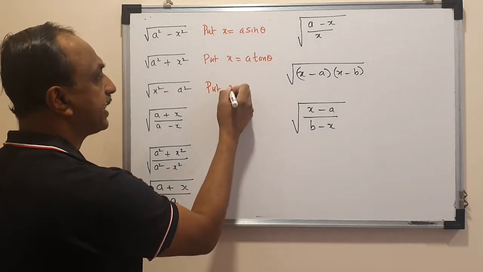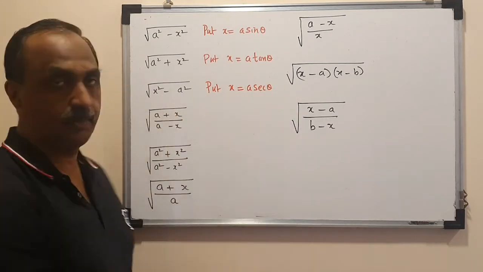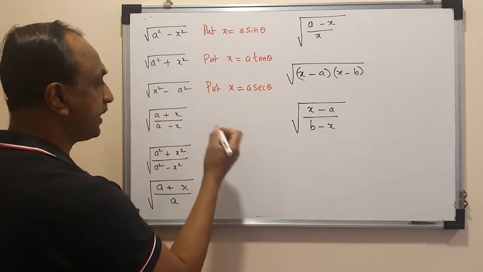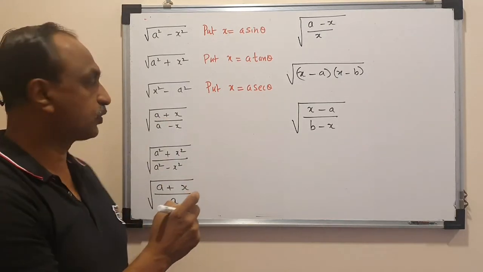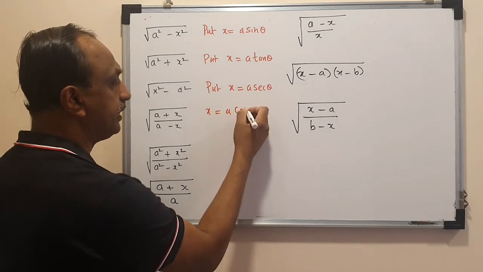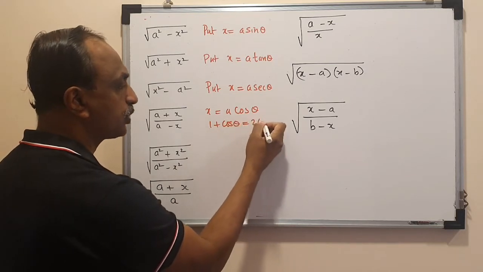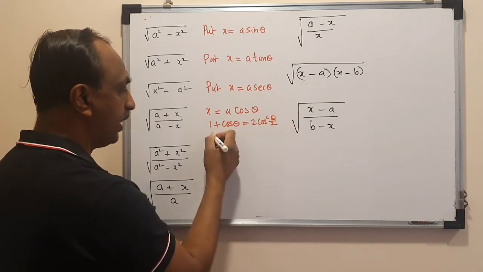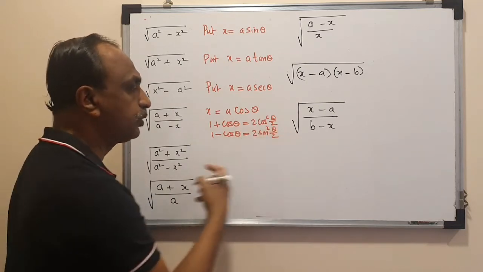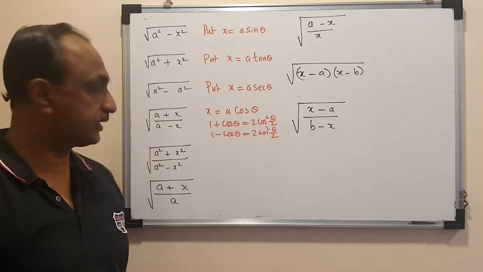Here you will put x as a sec theta, because sec square theta minus 1 is tan square theta. You need both plus as well as minus. There is only one formula which has both plus and minus. So x will be put as a cos theta, because we can apply 1 plus cos theta as 2 cos square theta by 2, and 1 minus cos theta can be put as 2 sin square theta by 2. So if I replace x as a cos theta, these two formulas can simplify this.